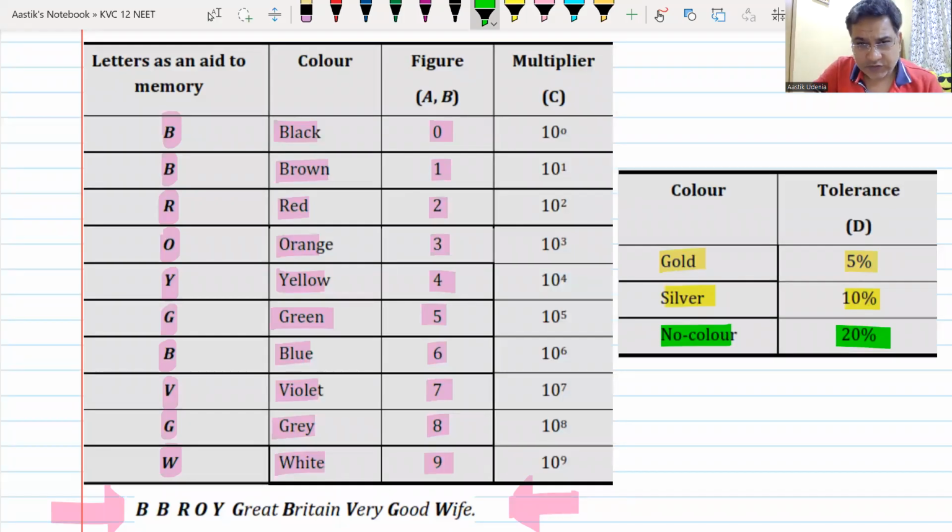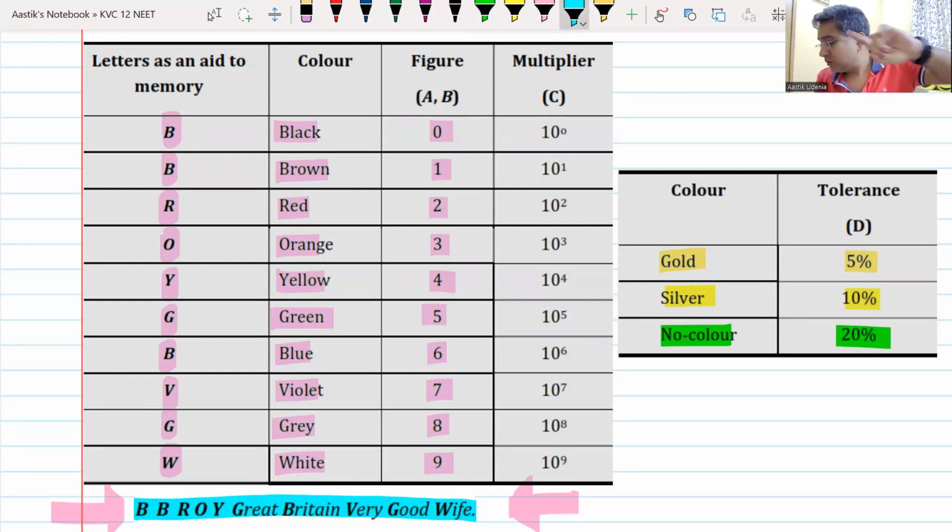Well, I hope you have noted this down. You have to write it in the same order. You just write BB Roy, GB, VB, YW, and then you can make the entire table on your own. You just have to remember the last line. You don't have to draw the entire table. Do we understand this? Yes, sir. So I'll give this as homework that you can draw this table at home. Gold stands for 5%, silver stands for 10%. You can remember that, not a problem.